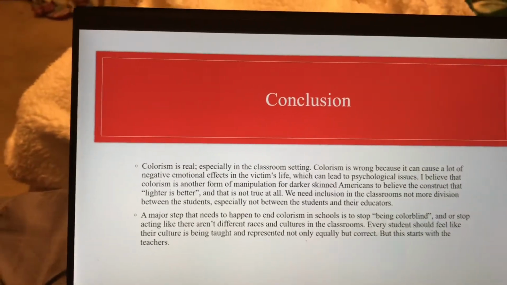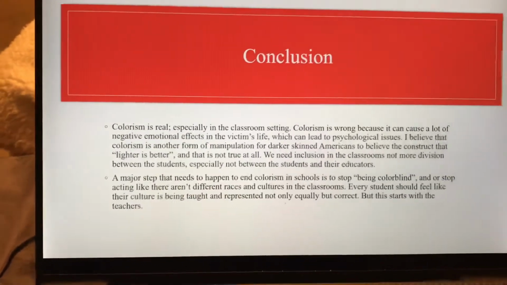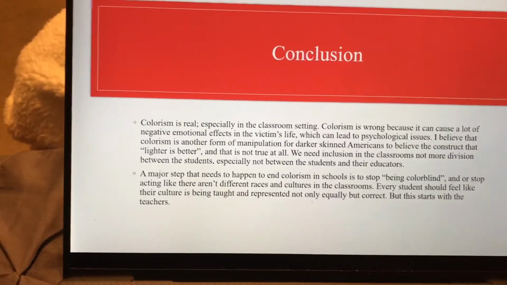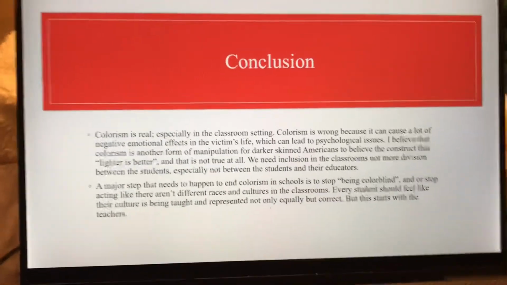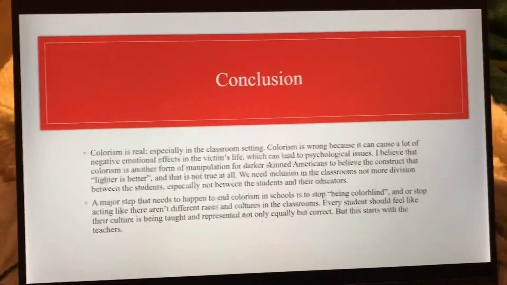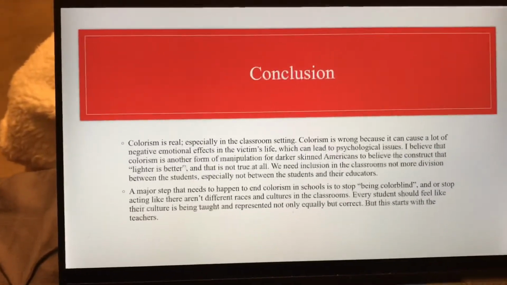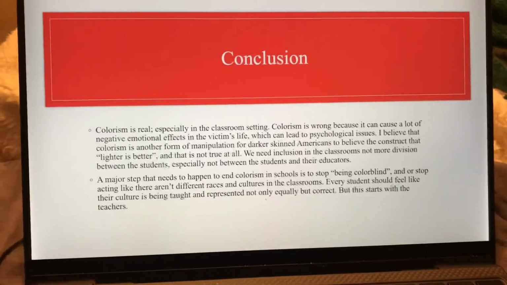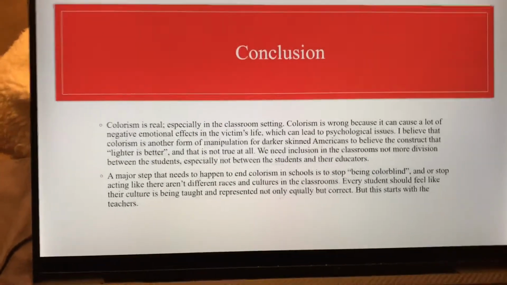You need to see representation. Everybody in the classroom should feel represented. Everybody should feel like they're getting taught their correct curriculum over their culture, and I feel like that does not happen because some of these teachers don't want to get called out or anything like that, but it's actually hindering the development of the students by not getting their full culture displayed.